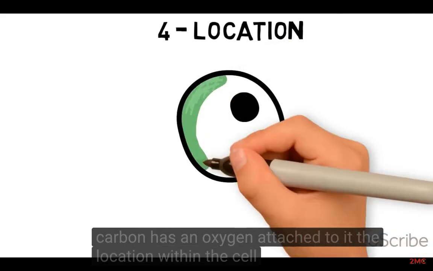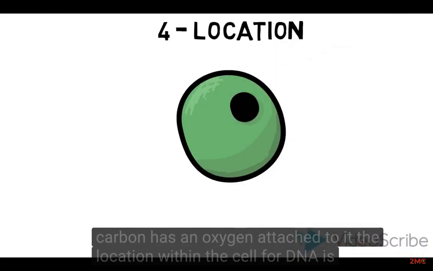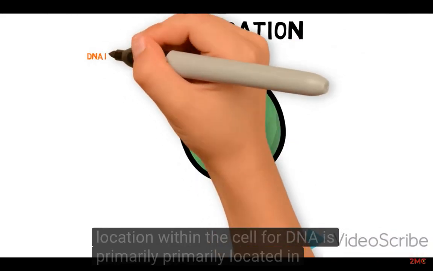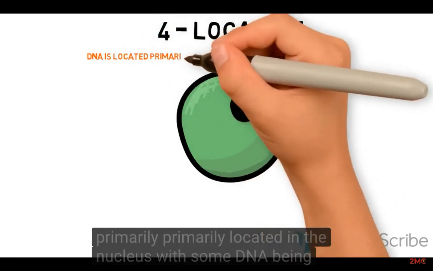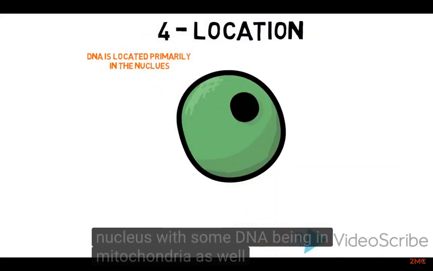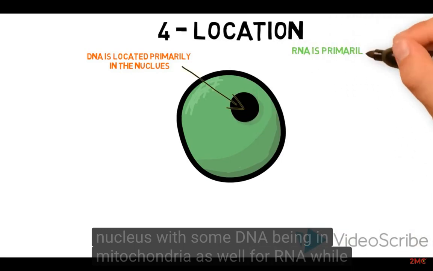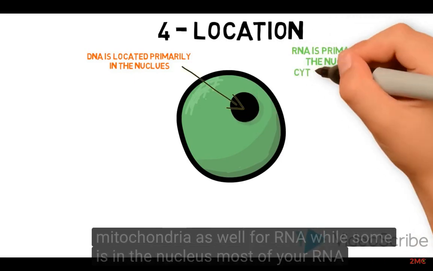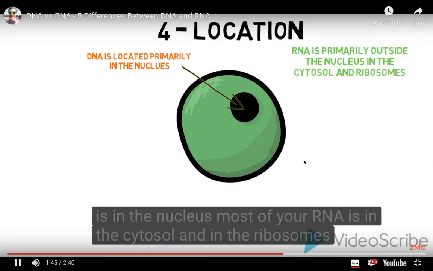The location within the cell for DNA is primarily located in the nucleus, with some DNA being in mitochondria as well. For RNA, while some is in the nucleus, most of your RNA is in the cytosol and in the ribosomes throughout the cytosol.